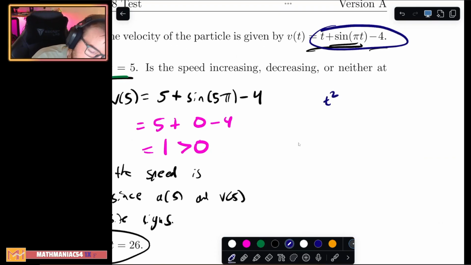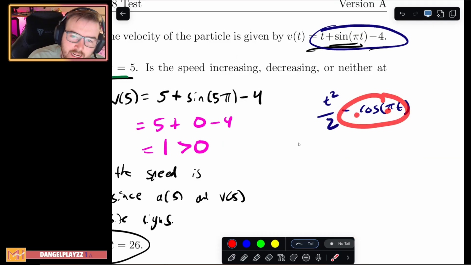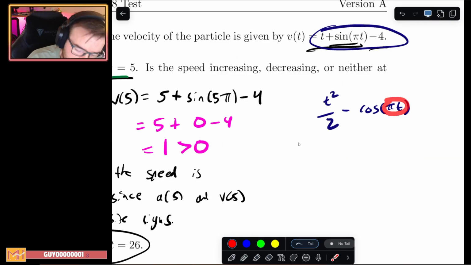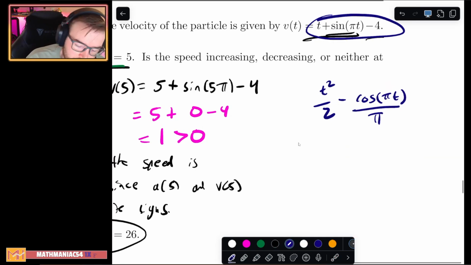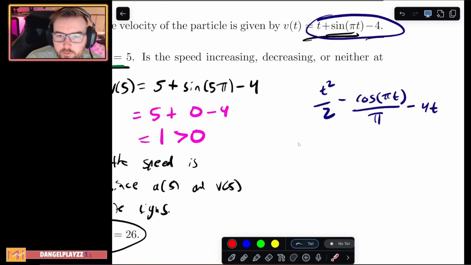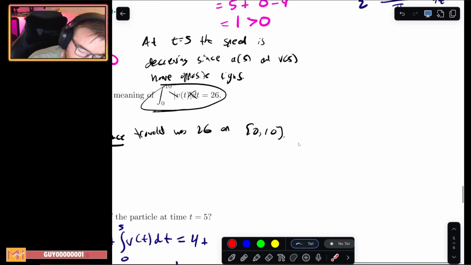We're going to increase the power by 1 and divide. The integral of sine is negative cosine. And then, well, there's this pi t, right? If we were to derive this, we would get sine of pi t times pi. The chain on the inside is times pi, so we need to divide by pi to cancel that out, of course. And the integral of 4 is 4t. This was the biggest. Always be thinking chain rule. Okay. So with that being said, that's our integral.